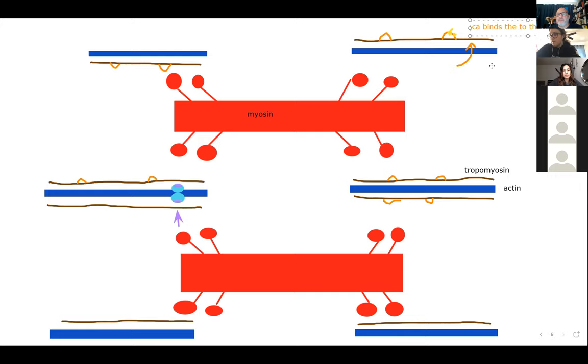When it binds to the troponin, troponin undergoes a conformational change. Which is a fancy way of saying what again? What does it mean to undergo a conformational change? Come on, we've done this. Change of shape. Just a fancy way of saying it changes its shape. And when it changes its shape, it rotates the tropomyosin, getting it out of the way so that the myosin can now bind onto the actin and do its job.